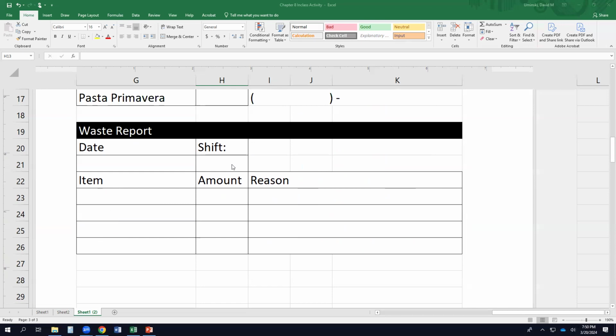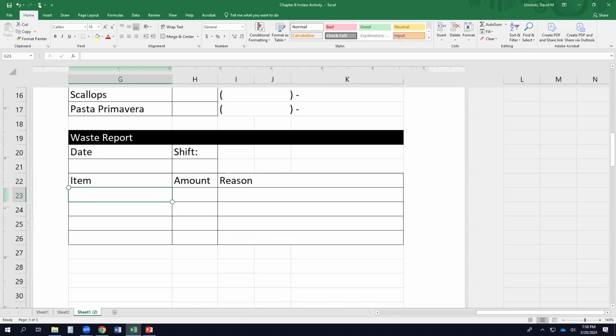Okay. This waste report, if you look at your front page, remember there's just the one, the 86 New York strip that's not wasted. So I want you to fill out this waste report with the item. So for example, scallops, the amount was 1 order, and the reason was because they were rubbery.